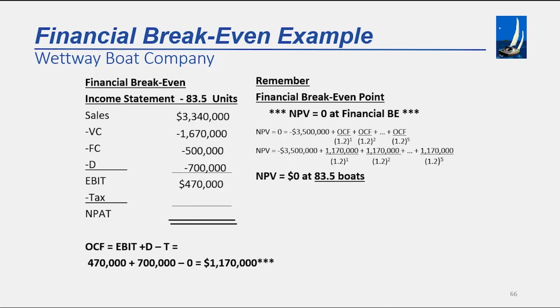And I get an EBIT of 470,000. Taxes are still zero because of tax loss carryforwards, and I get net income of $470,000. Again, I take my OCF and figure it out, and it's EBIT of 470,000 plus D, 700,000 minus T of zero, 1.17 million. That is my OCF in this example.